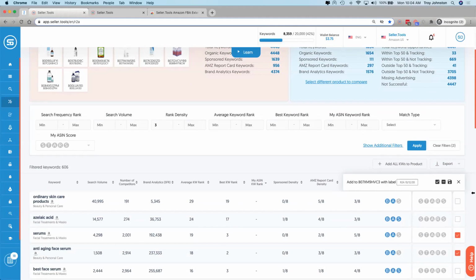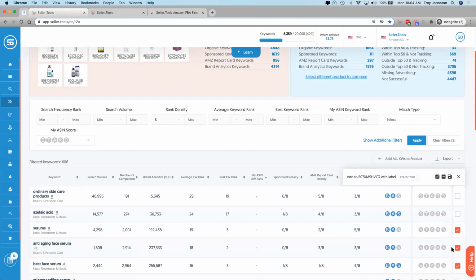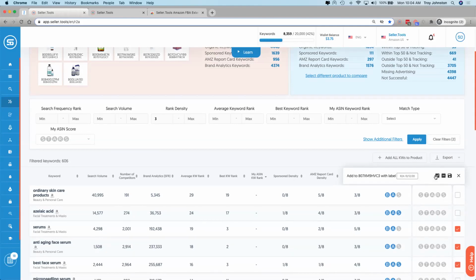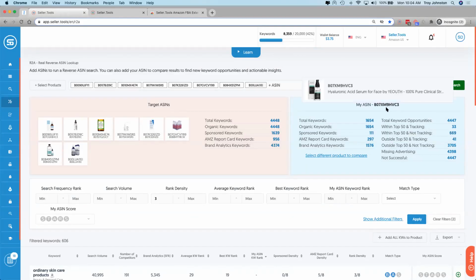I'm not as familiar with that term, so I'm going to switch out of that. Anti-aging face serum, best face serum. Definitely some relevant results there. I'm going to select them, save that to my ASIN, and then that's going to add them to my keyword tracker with that tag added for this ASIN.